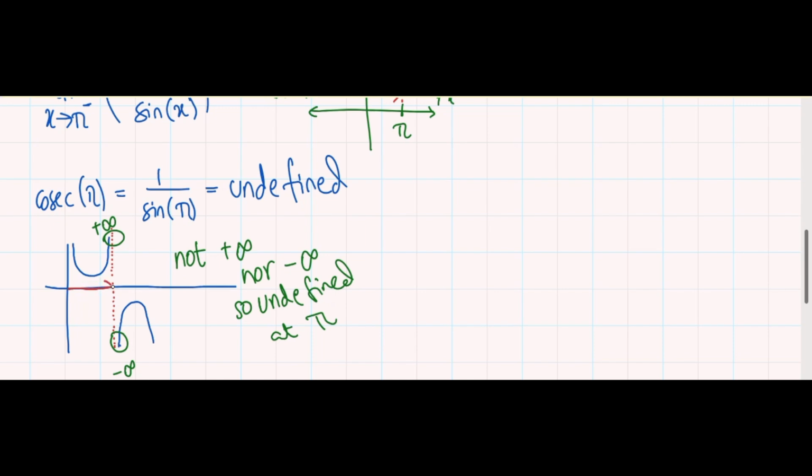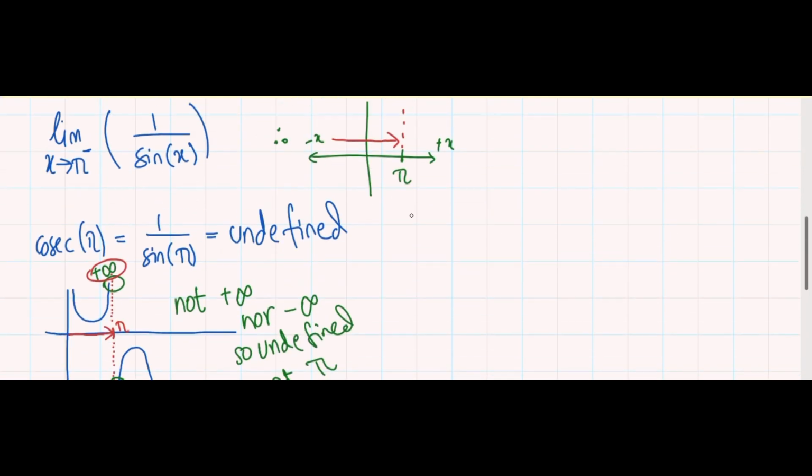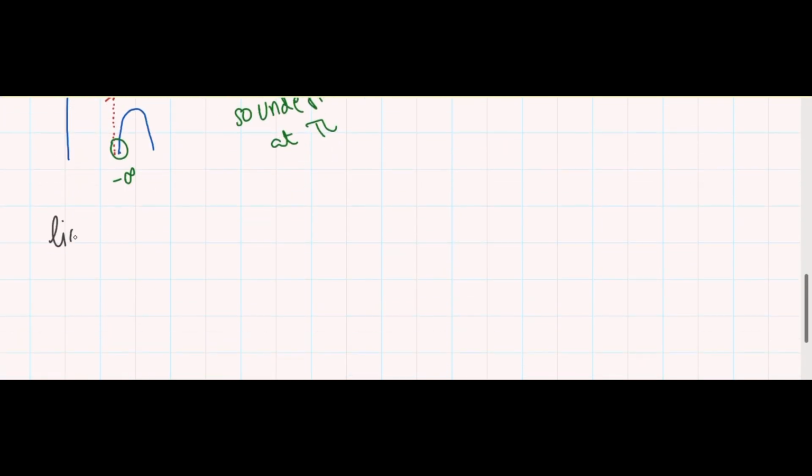That has to do with the sign of sine x as x approaches pi from either the left hand side or the right hand side. Because the question said x is approaching from the left hand side, we know simply that cosec x is going to be plus infinity. That is a pretty easy answer. So yeah.